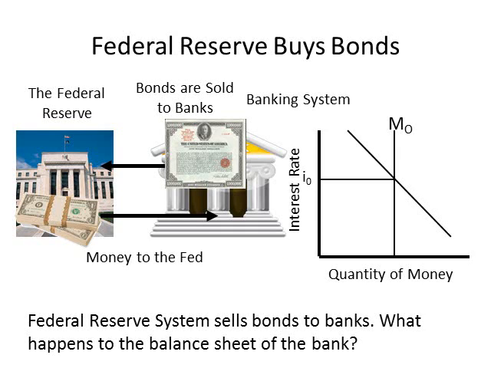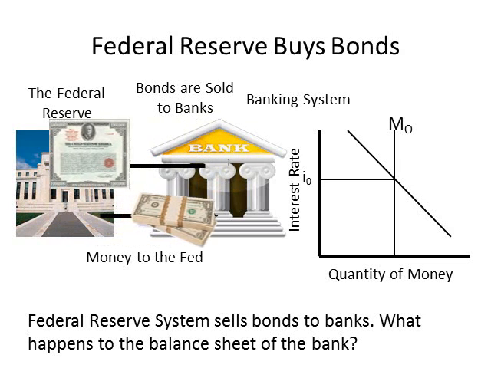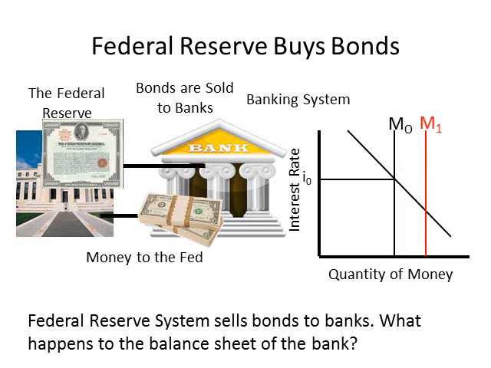When the Federal Reserve buys bonds from the banking system, it will transfer money into the banks. The amount of excess reserves in the banks will increase, and the banking system will expand its loans to individuals and firms. This will cause the money supply to shift to the right, causing the equilibrium interest rate to drop.